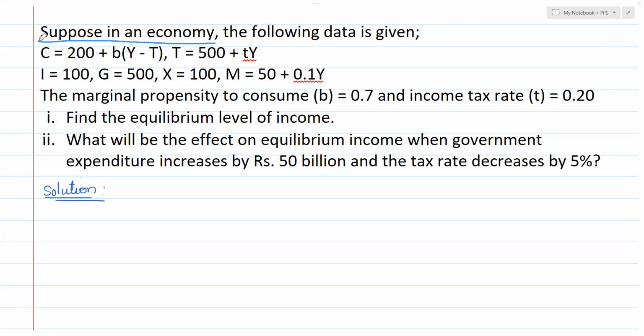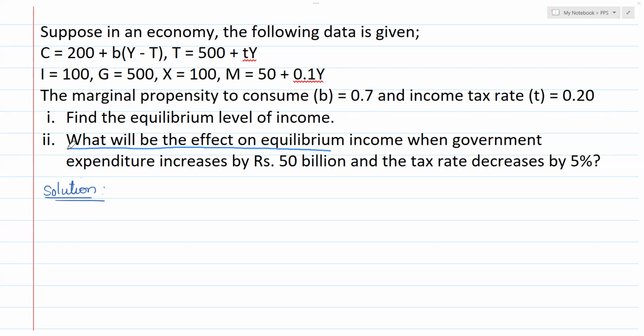Suppose in an economy, the following data is given, where C, that is the consumption function, is equal to 200 plus b(y minus t), and the tax function is given as T is equal to 500 plus ty. Investment is given as 100, government expenditure 500, exports of 100, the import function is given as 50 plus 0.1y, and the marginal propensity to consume is 0.7, and the income tax rate is t equal to 0.2. Now find the equilibrium level of income.